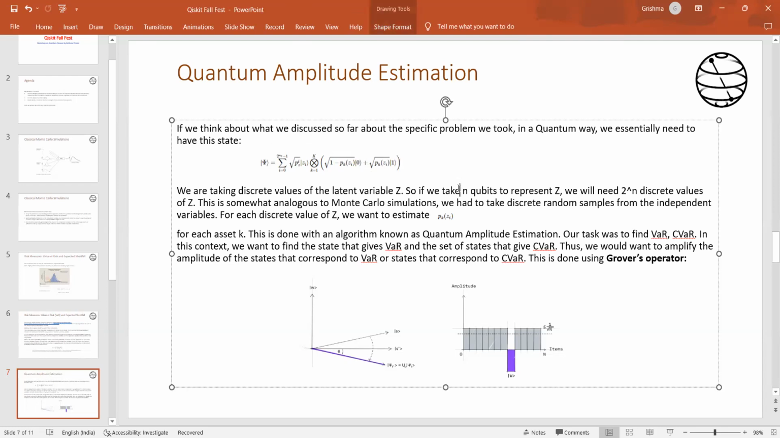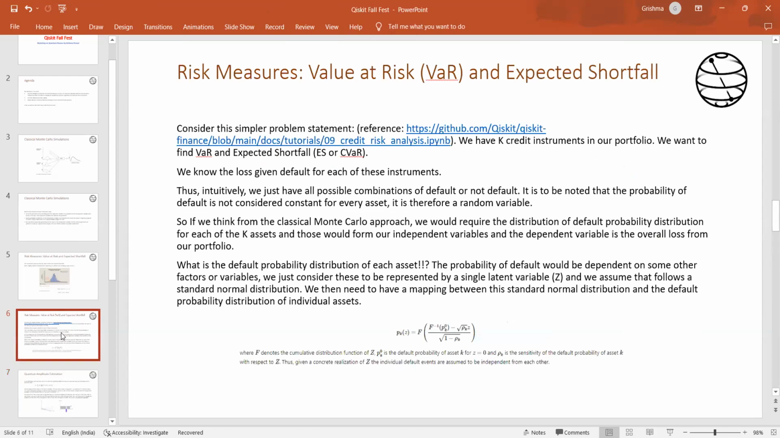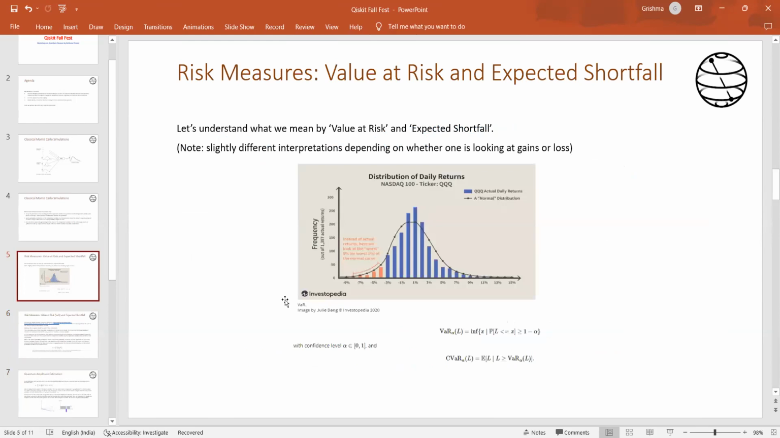So when we implement this, what we essentially do is we consider a latent variable. It's a very common practice to assume a standard normal distribution for your latent variable, because it's always very intuitive and easy for us to imagine a standard normal variable. A standard normal variable is exactly a plot like this.